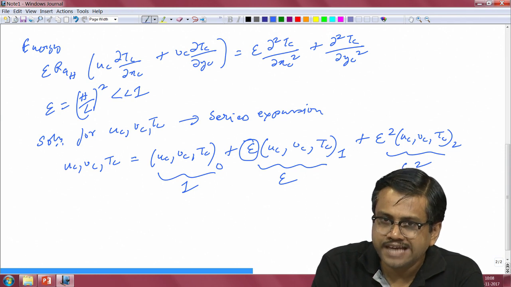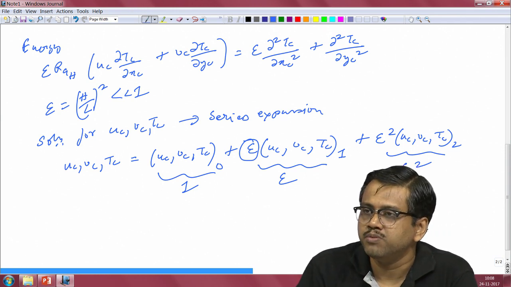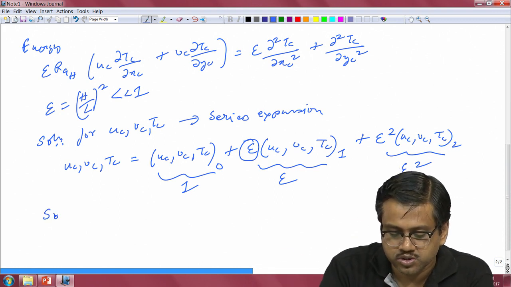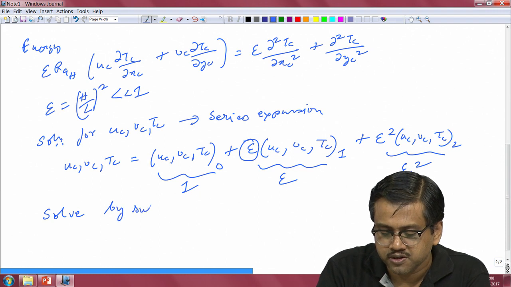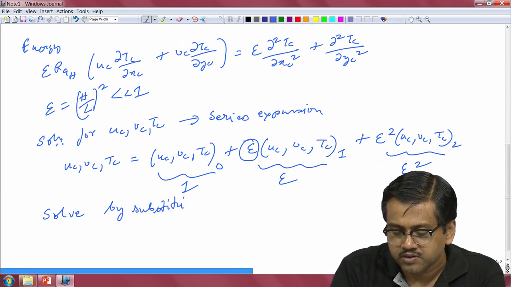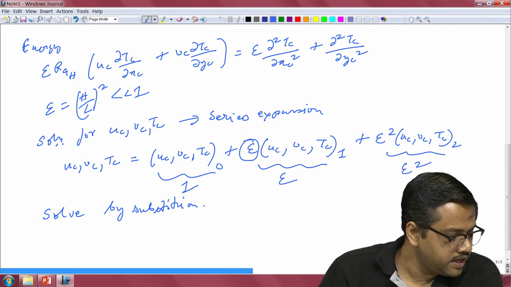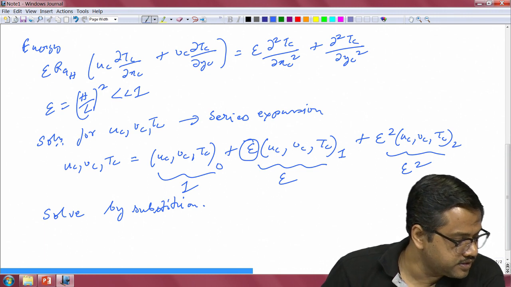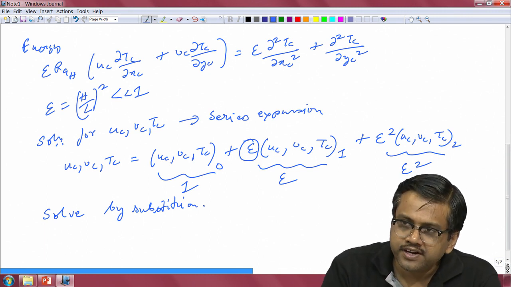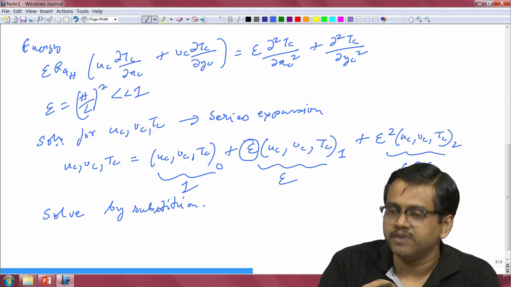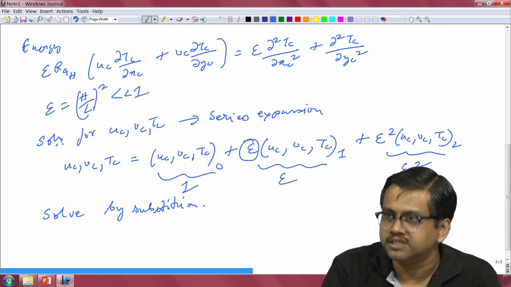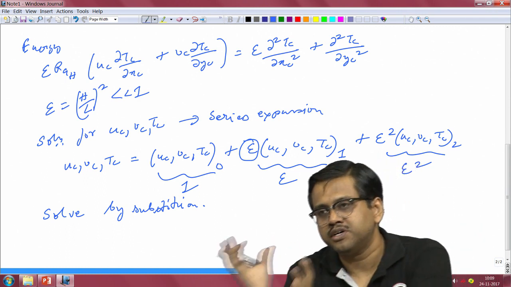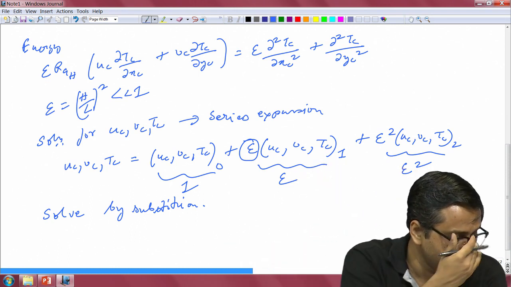Now we take this and substitute it in our individual momentum and energy equations and solve them systematically, by substitution. We substitute, and then we gather all the terms which have the same power of epsilon. We group the terms which have the same power of epsilon, and we set those terms individually equal to 0. This is what we do.